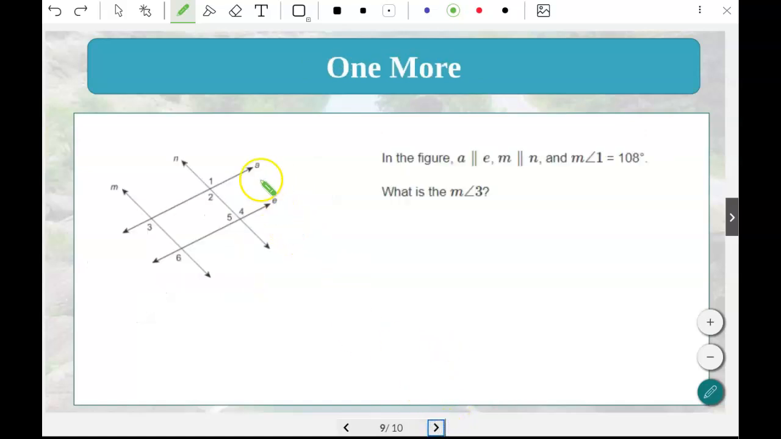One more practice problem. In this figure, A is parallel to E, and M is parallel to N. The measure of angle 1 is 108. And it asks, what is the measure of angle 3? So if this is 108, then 2 is also 108.